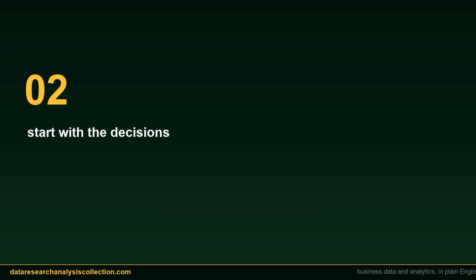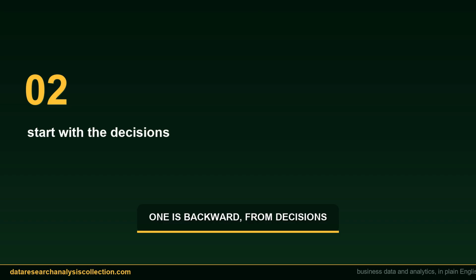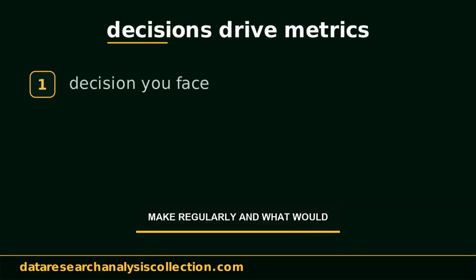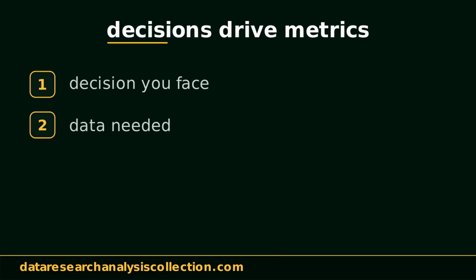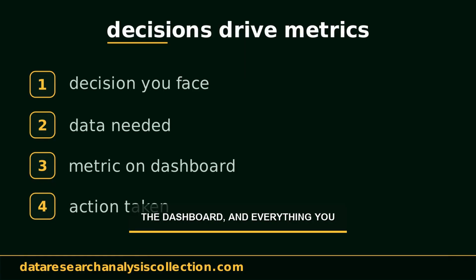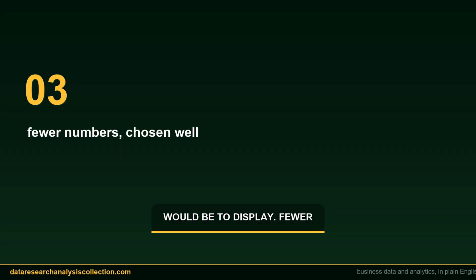Start with the decisions. The right way to build one is backward, from decisions rather than from data. Do not ask what can I measure. Ask what decisions do I make regularly and what would I need to see to make them better. If you decide weekly whether to spend more on ads, you need to see acquisition cost and payback. If you worry about customers leaving, you need churn and activations. Let the decisions you actually face pull the metrics onto the dashboard, and everything you would never act on stays off it, however easy it would be to display.